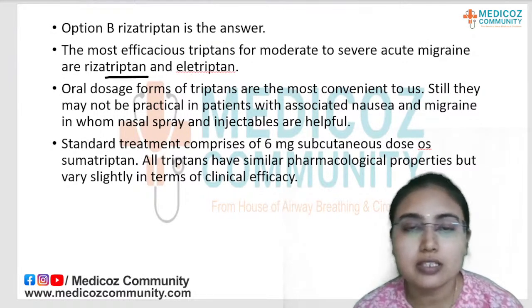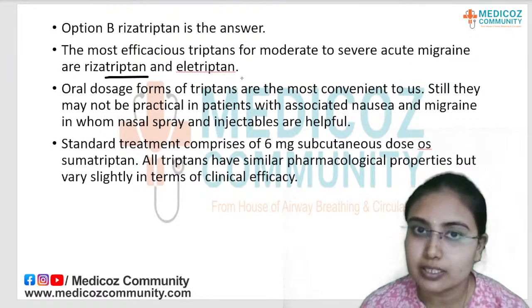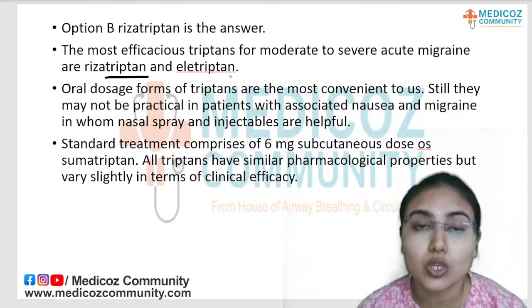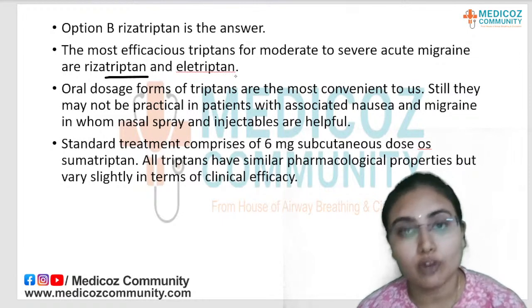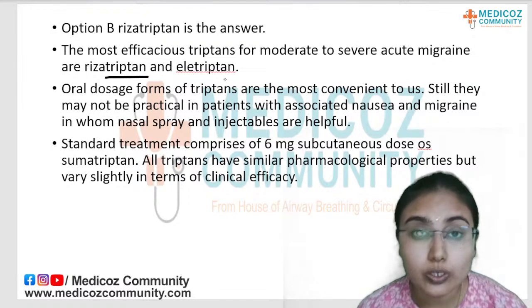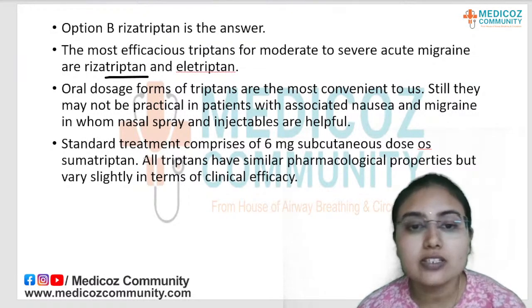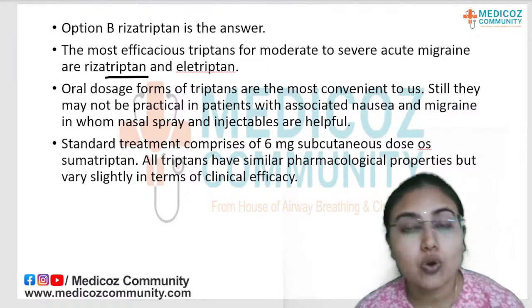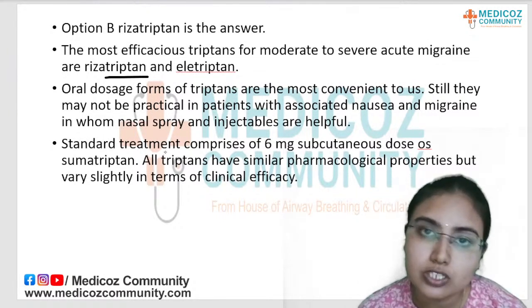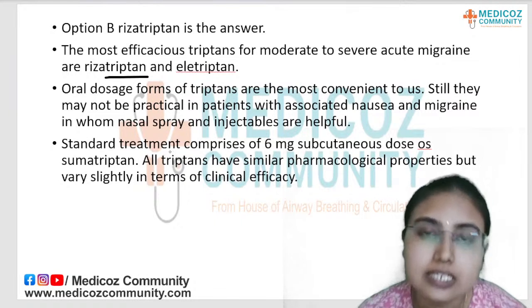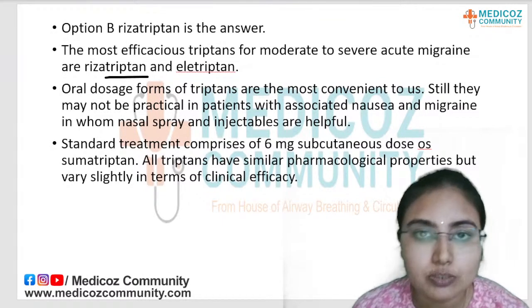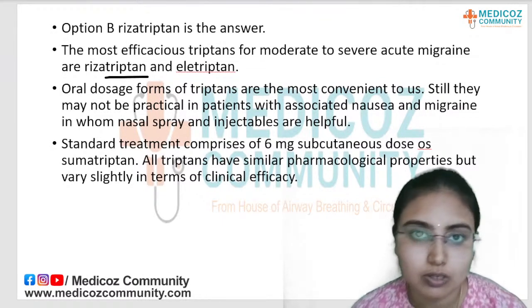Oral dosage forms of triptans are the most convenient to us. Anybody would like to take a tablet rather than an injection. But patients with migraine should not forget they have vomiting and nausea, so they are unable to take oral forms. Sometimes you might require nasal spray and injectables during the acute attack. Standard treatment comprises a 6 mg subcutaneous dose of sumatriptan. All the triptans have similar pharmacological properties, but they vary slightly in terms of efficacy. So the take-home message: just remember Rizatriptan and Eletriptan are slightly better than the other triptans. All right?